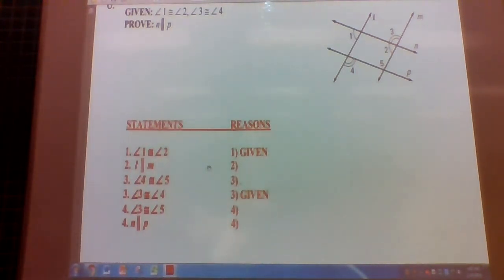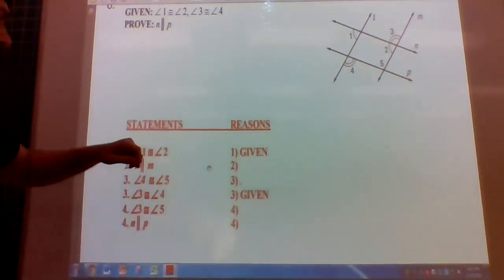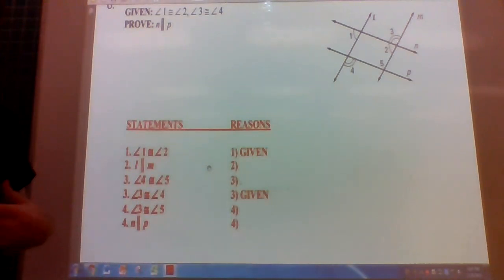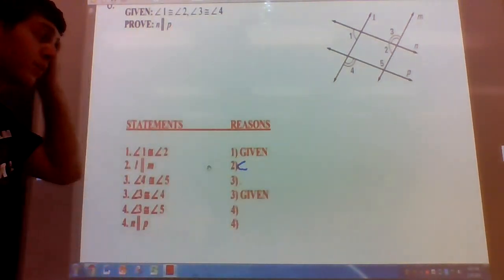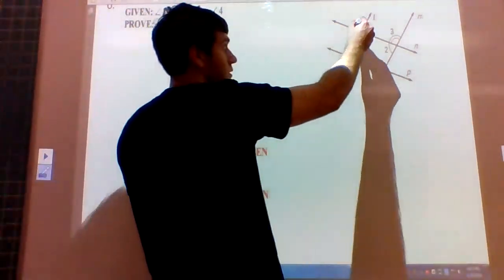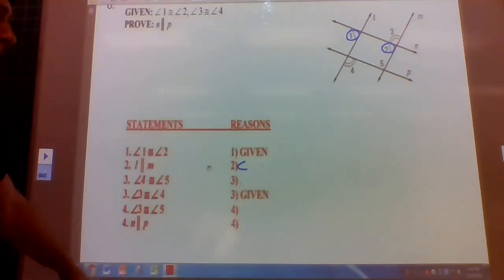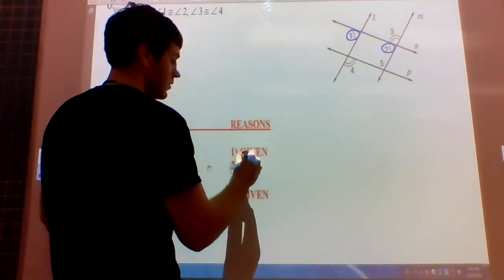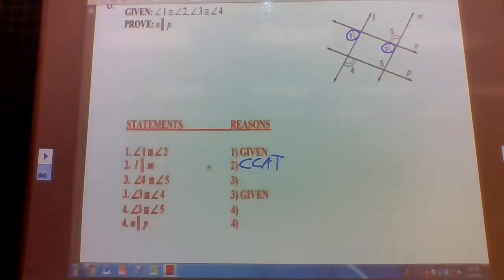So we have angle 1 and angle 2 are congruent. That's given. Okay, and then we say L is parallel to M. So if L is parallel to M, that means we have to use one of our converse theorems. Okay, which converse theorem though? Well, let's look at 1 and 2. Those are congruent corresponding angles. So since the corresponding angles are congruent, we know by the converse to the corresponding angle theorem that L and M are parallel.